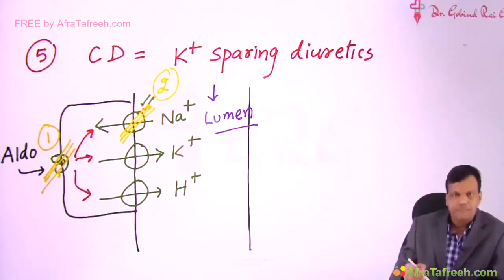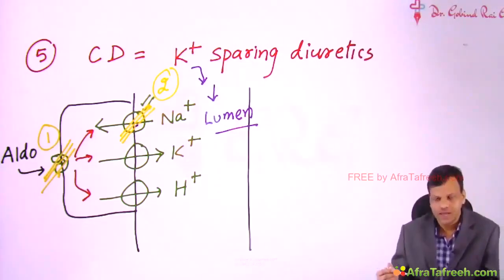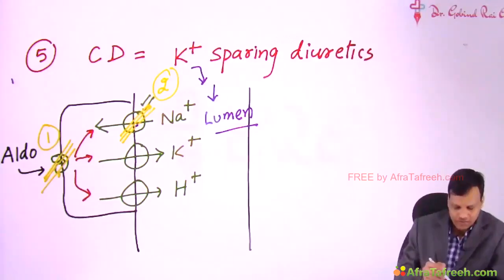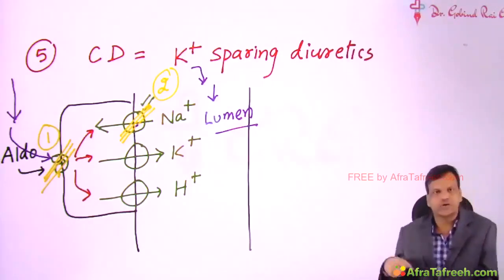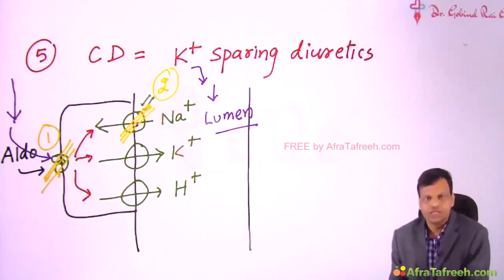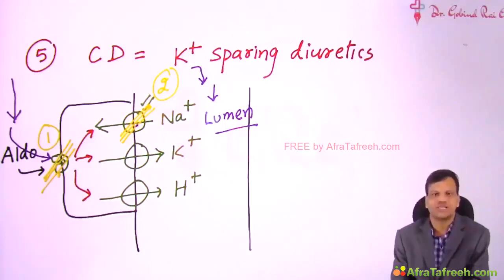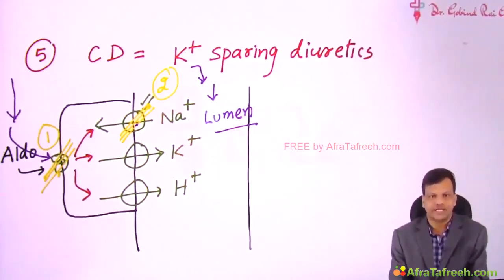Similarly, amiloride and triamterene will be filtered by the glomerulus, come to the lumen, and then inhibit the sodium channel in the lumen. So all the diuretics are working through the lumen except the aldosterone antagonists. Remember, the aldosterone receptor is not in the lumen, it is on the basolateral side. So aldosterone antagonists will come from the blood and inhibit the aldosterone receptors. Aldosterone antagonists like spironolactone and eplerenone are the only diuretics which work from the blood side. All other diuretics work from the luminal side. So these are the important points regarding the diuretics.